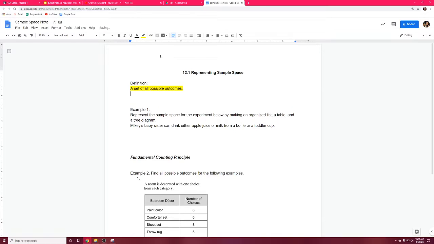Okay, and the sample space can be found using an organized list, table, or tree diagram. Basically, we are trying to find all the possible outcomes, and we can find it using a list, a table, or a tree diagram.